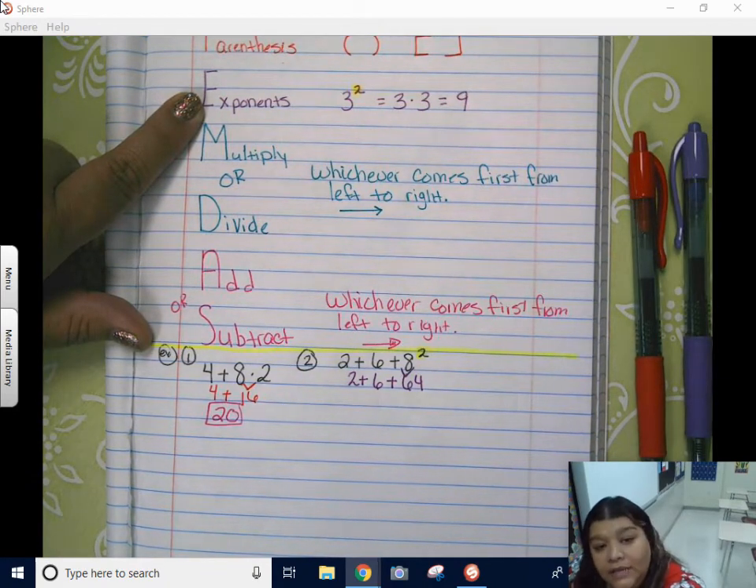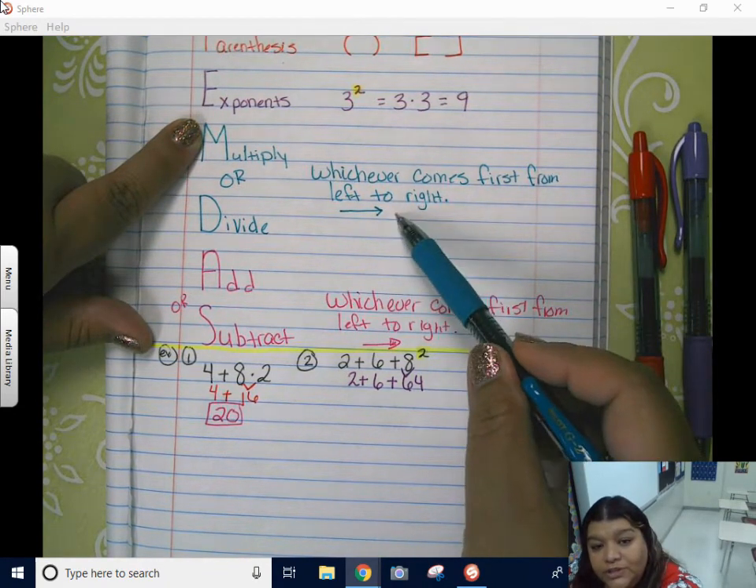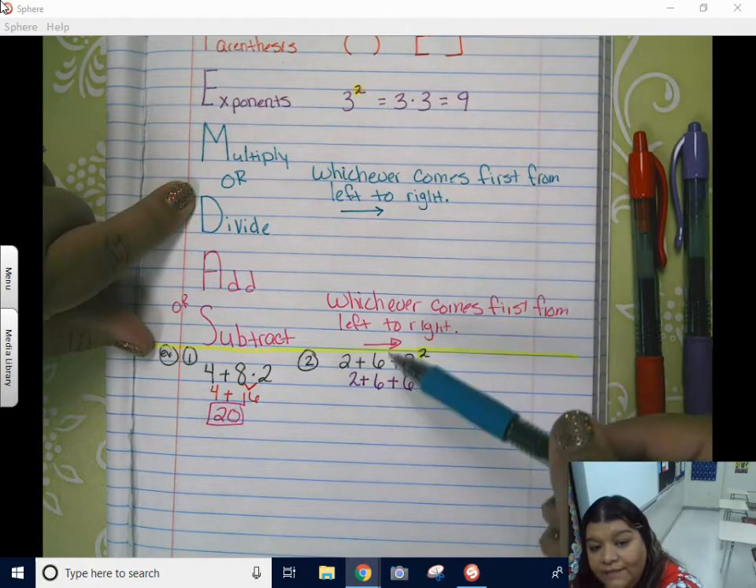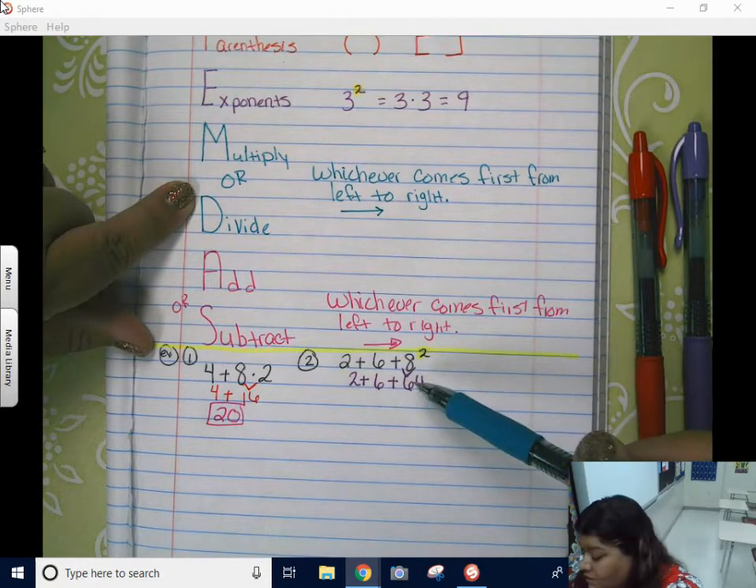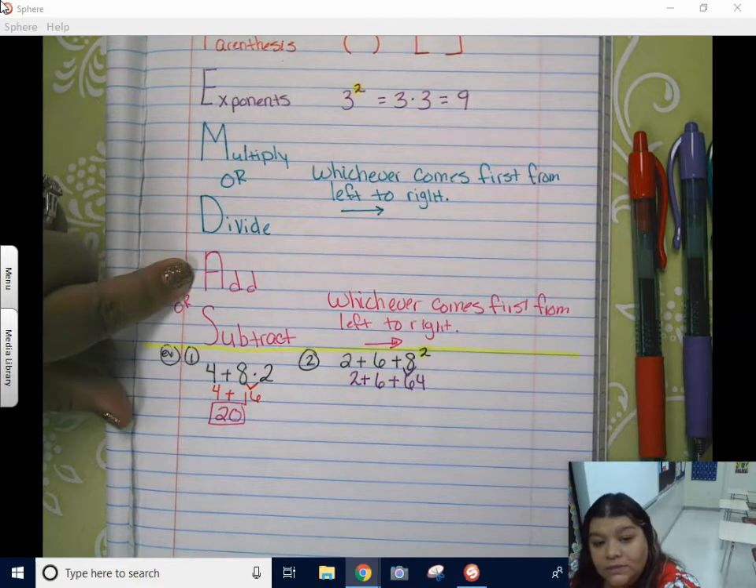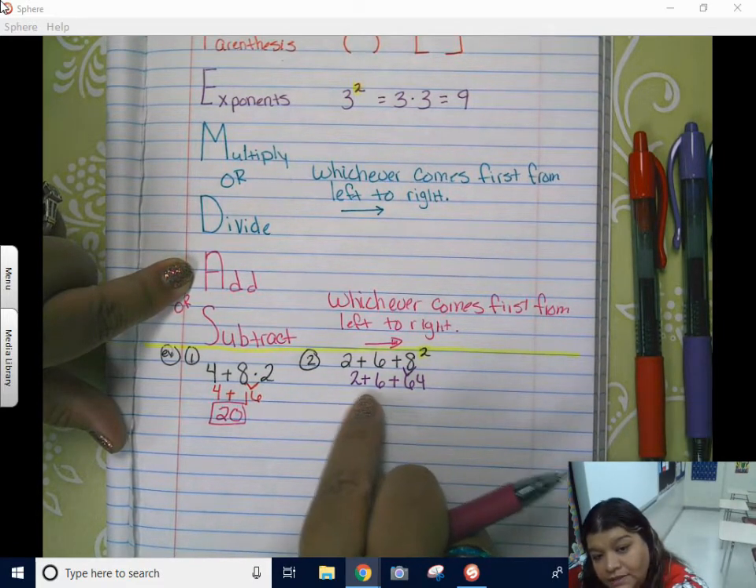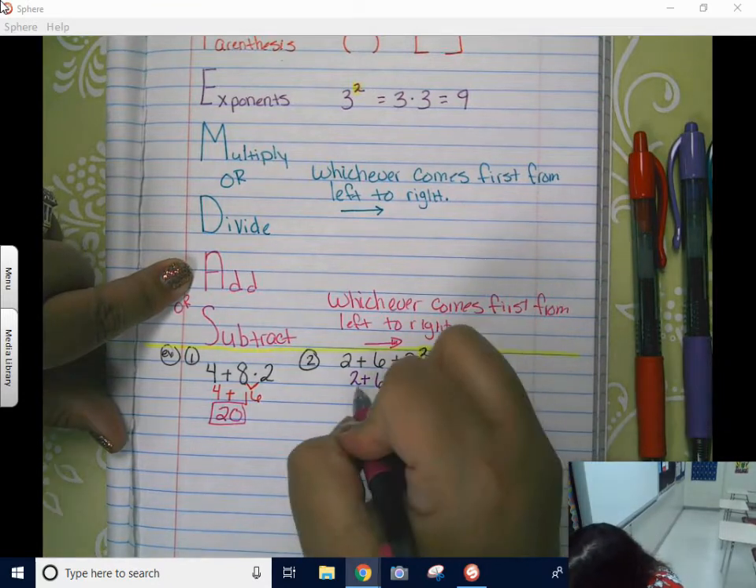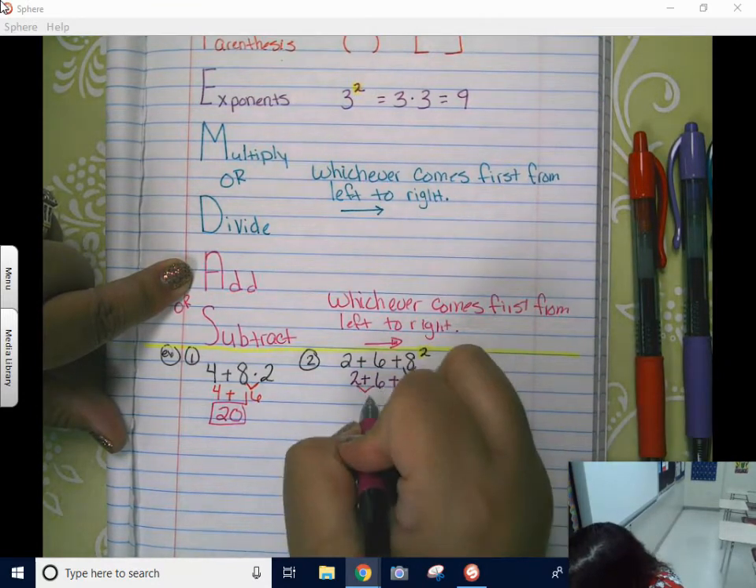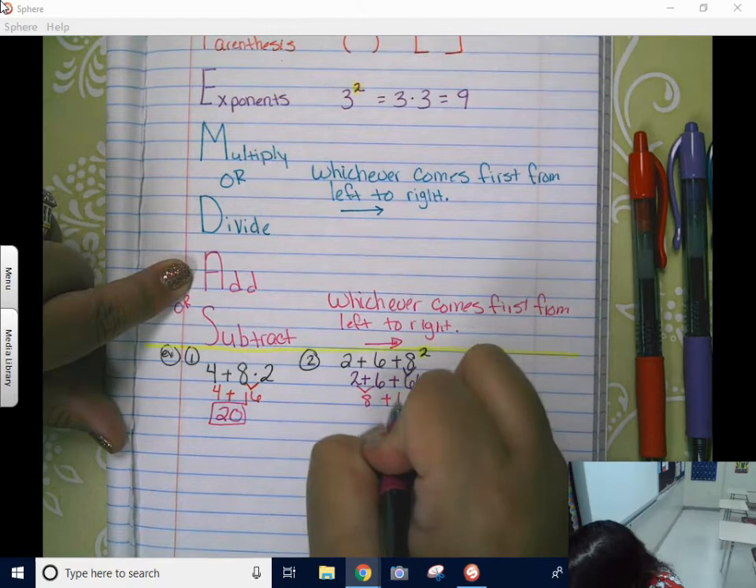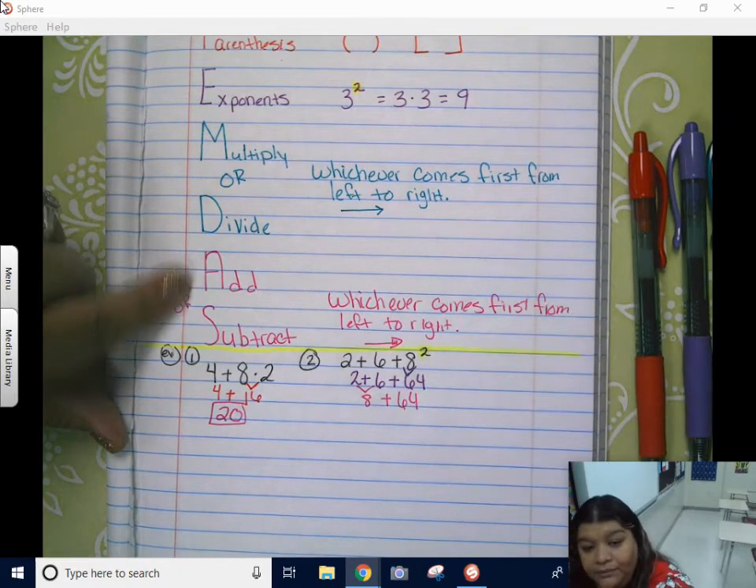Excellent. Exponents are done. Let's go to the next one. Multiplication or division. Do you have any of that here? So I skip that one and go to the last one, adding or subtracting. You read it like you read a book. Start from the left. There's addition right here. I'm going to do this one first. 6 plus 2, 8. And bring that plus 64 down.